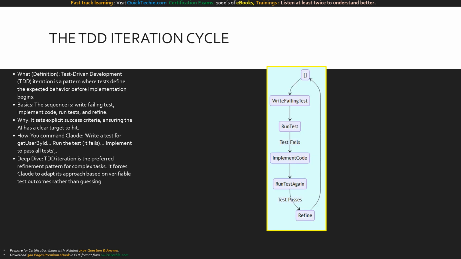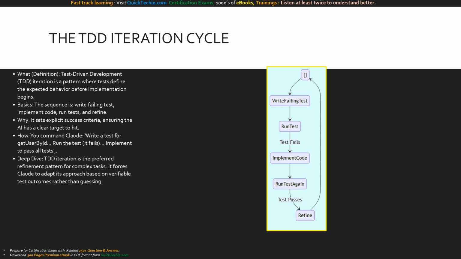Moving to slide 2, let's explore the TDD iteration cycle. What is this? Test-driven development iteration is a refinement pattern where tests dictate the expected behavior before the actual code is written. The basics follow a strict sequence: write a failing test, implement the code to make it pass, run the tests, and refine the code while keeping tests green.